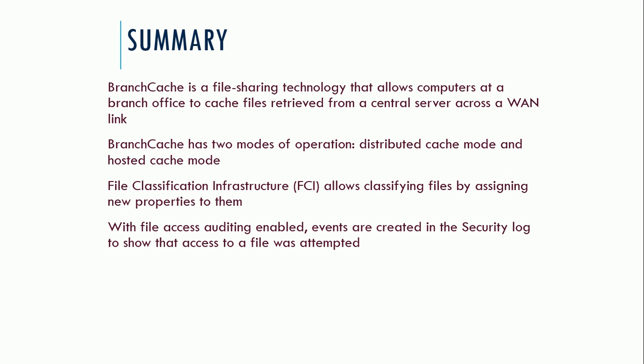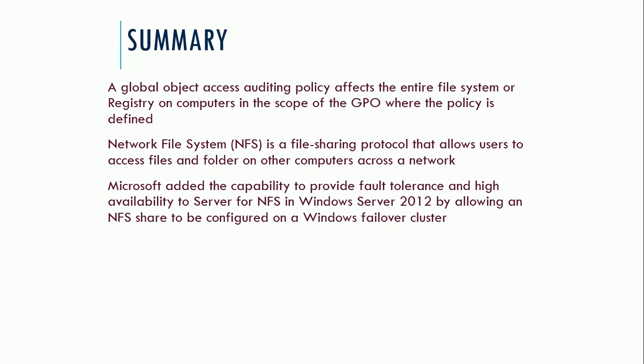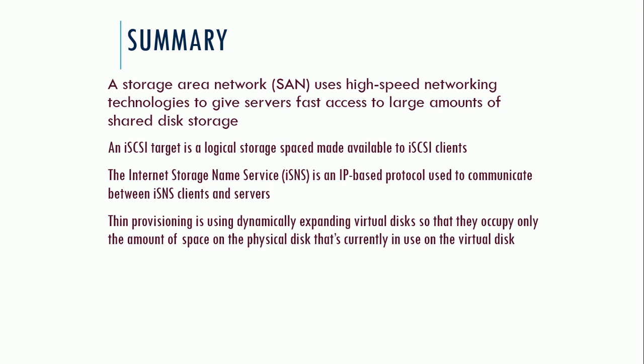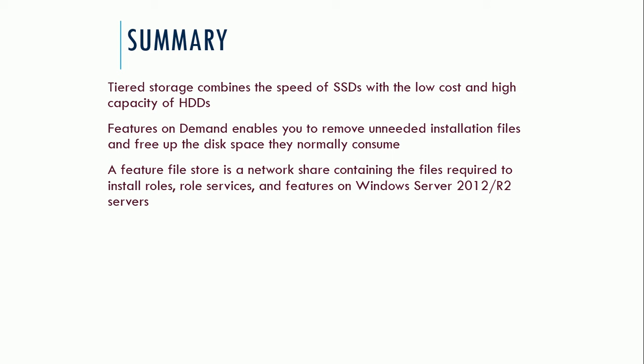All right, so in this unit, I talked about BranchCache, file classification, and auditing, as well as global access network file system. So we talked about all of the file access, all the file services. And then after we were done talking about file services, I talked about storage services like using a SAN and iSCSI, as well as tiered storage, features on demand, and so forth. So that concludes this unit.